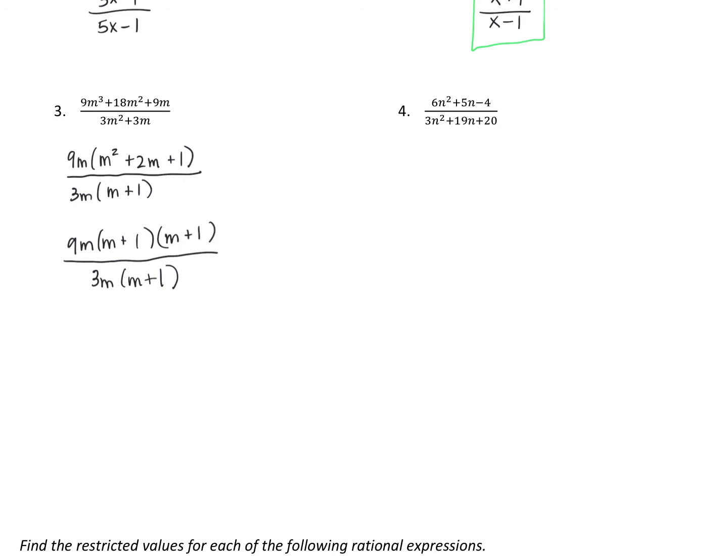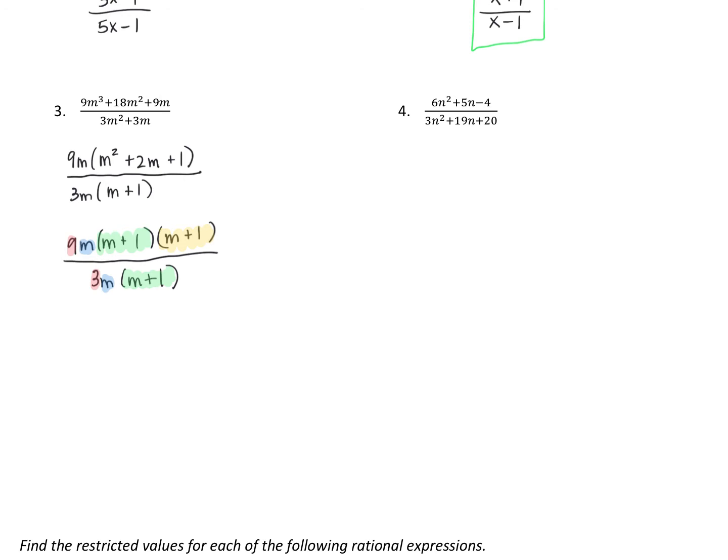Notice on the top, I have 4 factors. And if you didn't see that, maybe you said 3 factors. 9 is 1 factor. M is a separate factor. M plus 1 is a factor. And then I have another m plus 1. So all 4 of those are factors. So there are 4 factors in the numerator. And in the denominator, I have 3 factors. 3 times m plus 1. So 4 factors on the top and 3 factors in the denominator.